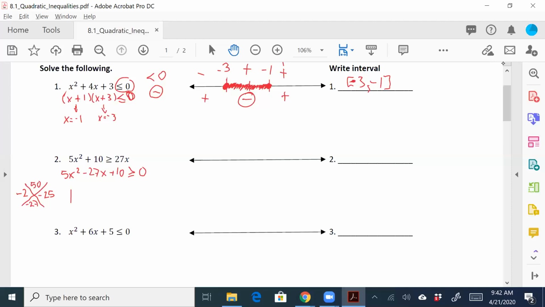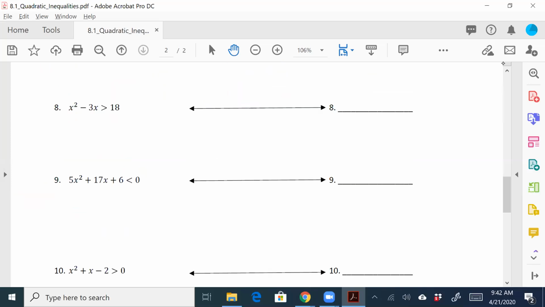So then we put it in the box. So we put 5x squared up here. We put plus 10 down in the bottom right. And then in these boxes here, we put negative 27x, but we use these two numbers to do so. So we put, what did I do?